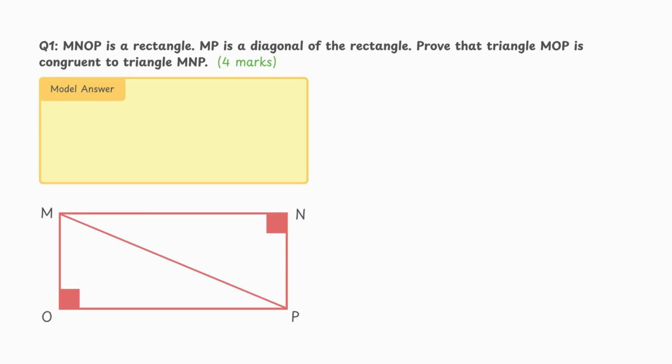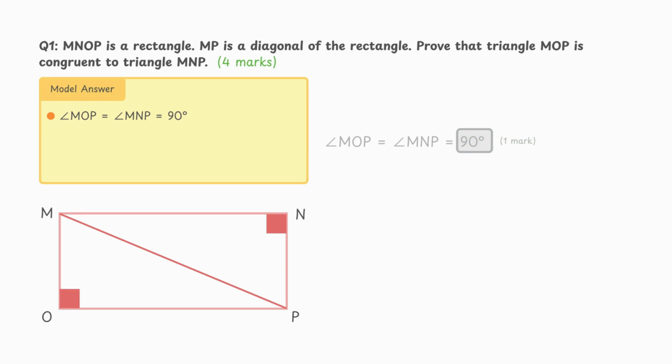First, look at the shape. We are given a rectangle. Now remember a key property of rectangles. All angles in a rectangle are 90 degrees. So immediately we can identify 2 angles. Angle MOP is 90 degrees, and angle MNP is also 90 degrees. So we can write angle MOP equals angle MNP equals 90 degrees. This earns 1 mark.